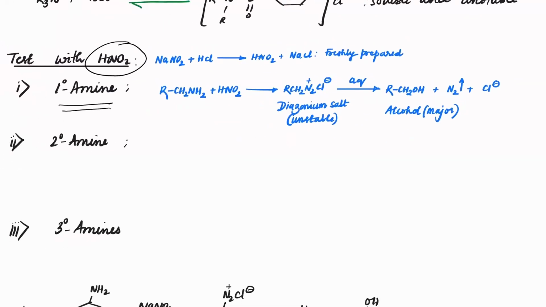So which clearly suggests that if there is N2 gas coming across, we say it is a 1 degree amine. Okay, if N2 gas is releasing, that means it definitely has to be 1 degree amine.